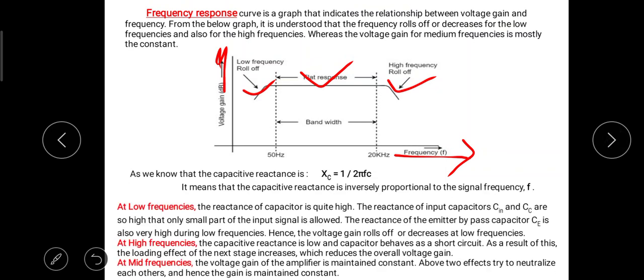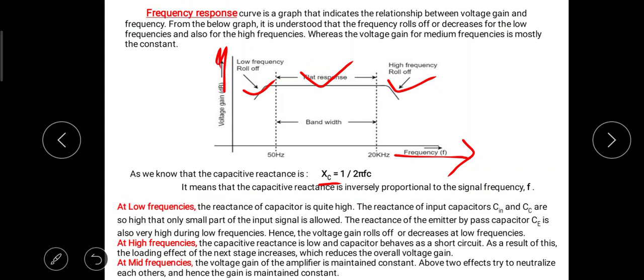So here comes one expression, which we call capacitive reactance, Xc. See this, Xc equals 1 upon 2 pi fC. Here 1 upon 2 pi and C, both are constant terms. C is a capacitance; once selected, the capacitance value remains constant.